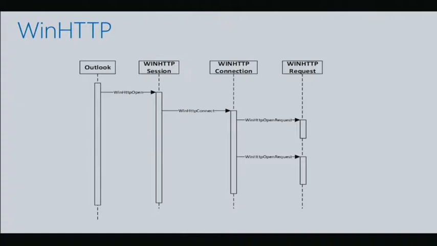The first thing Outlook does to talk to WinHTTP is create a session, and that's done using the WinHTTP open call. I think the only parameter it takes is a user agent string. Once we have a session, we can create connections off it using the WinHTTP connect call. And from the connection, we can create multiple requests using the WinHTTP open request call. I will go into more depth about how we use these functions.